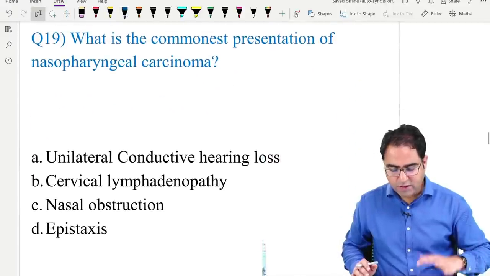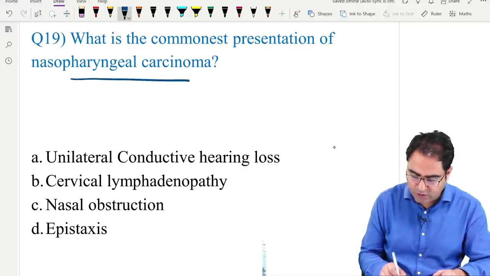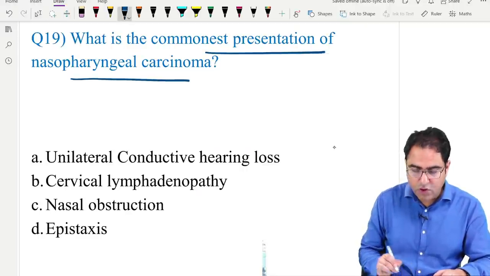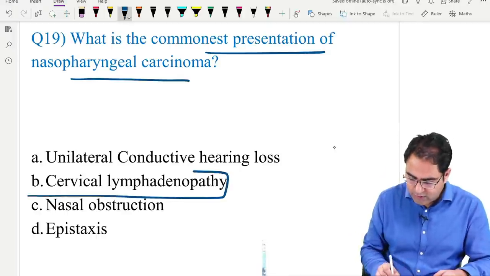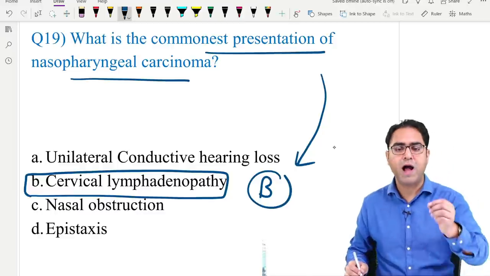Okay, what is the commonest presentation of nasopharyngeal carcinoma? This is a very, very possible question again, beta. The answer is not conductive hearing loss. The answer is metastatic cervical lymphadenopathy, beta. Never ever lose this mark, beta.